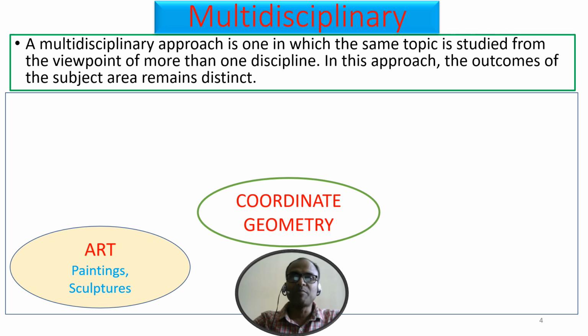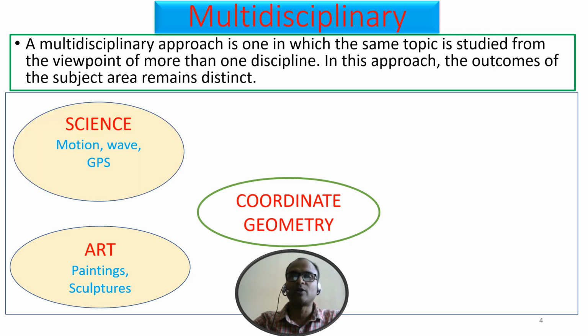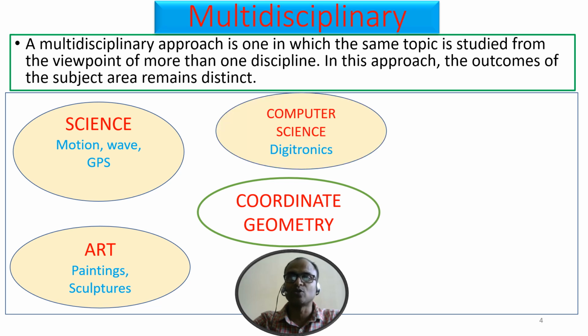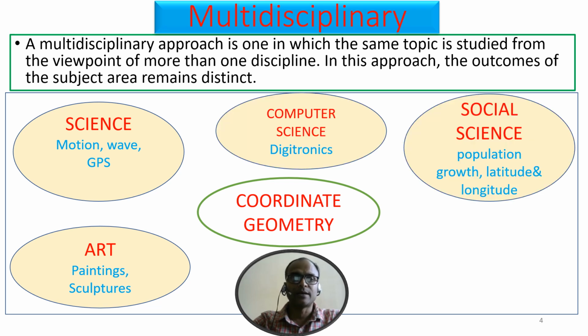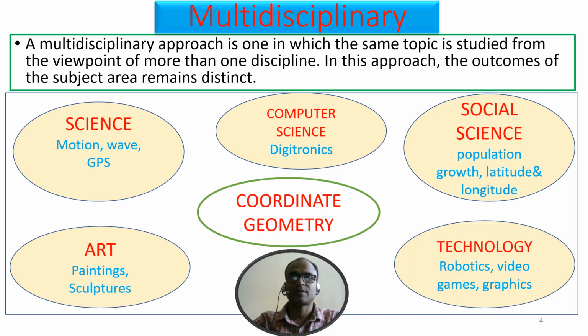Similarly, the same topic can also be correlated to motion, wave and GPS in science, digitronics in computer science, population growth, latitude and longitude in social science, and robotics, video games and graphics in technology. Such meaningful connections will enable the learners to grasp the central concepts easily and foster longer retention.